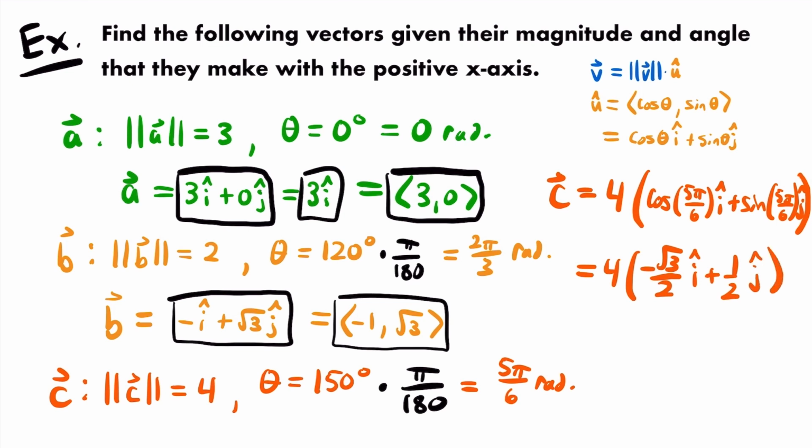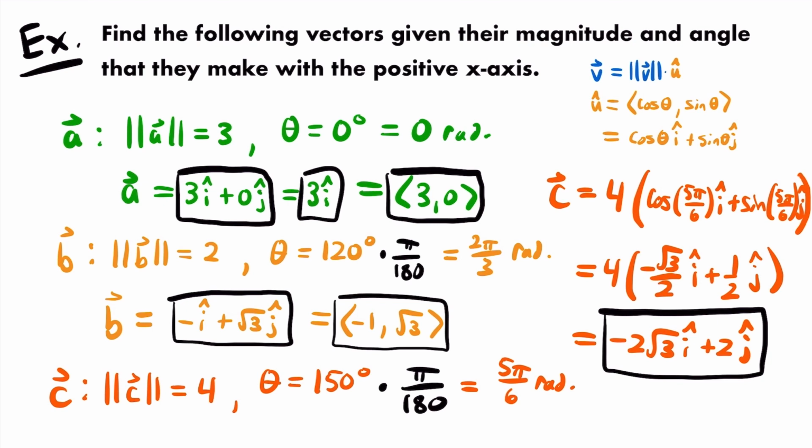And so if we simplify, we multiply 4 by both of these terms. This will be equal to negative 2 square roots of 3 i plus 2j, right? If we multiply 4 by this term, 4 divided by 2 is 2, so you're just going to be left with that 2 in the numerator. So you have negative 2 square roots of 3, and then 4 times 1/2, of course, is 2. Okay, so this is one way to express vector c, but another way that you could write it is like this. You'll have negative 2 square roots of 3 comma 2. All right, so that's another way that you could write vector c.